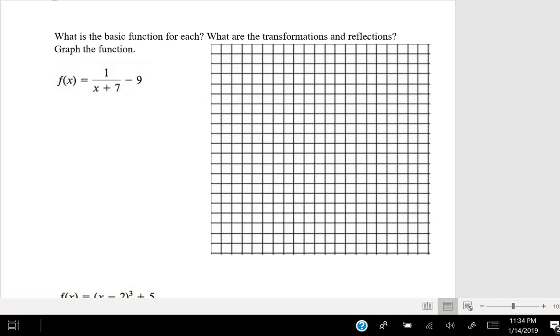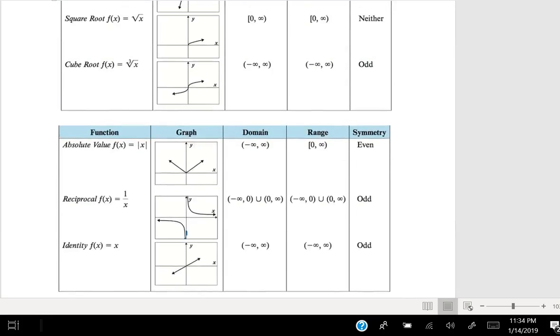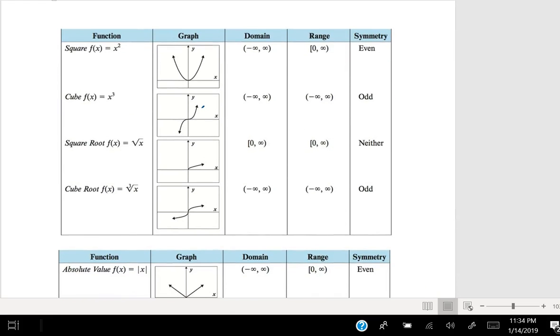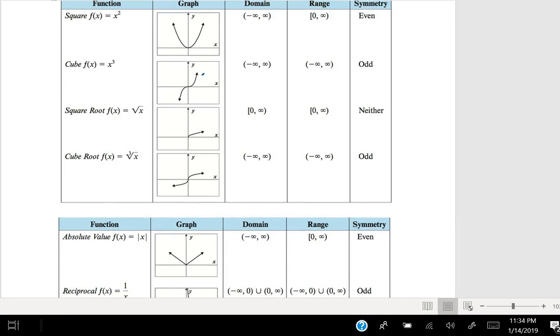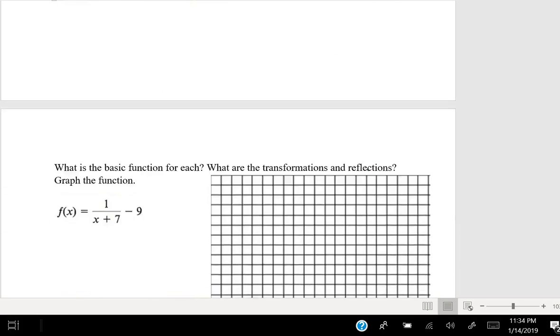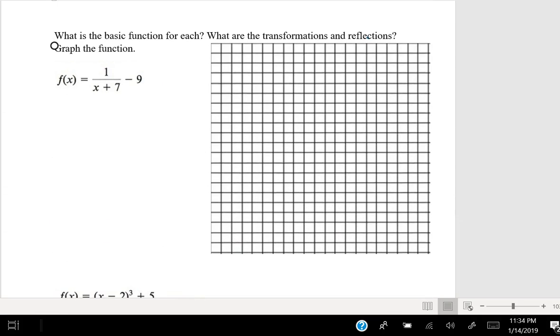In 3.2, we're going to discuss the transformations. So we want to make sure that we're very confident with what the basic functions are. So far, we've learned 7. So make sure you go back and review these. You want to make sure you know the algebraic representation and what the graph looks like. For these problems, I'm going to decide what the basic function is and then list the transformations and reflections.